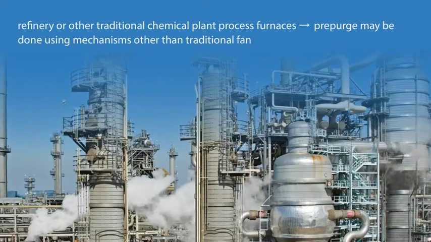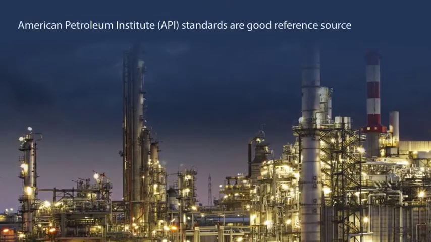In the case of refinery or other traditional chemical plant process furnaces, depending on their design, the pre-purge may be done using mechanisms other than a traditional fan. This can involve a steam purge of the furnace or vessel for displacement of air volumes, or a steam jet eductor which acts as a fan to move air through the unit. American Petroleum Institute API standards are a good reference source for this equipment.